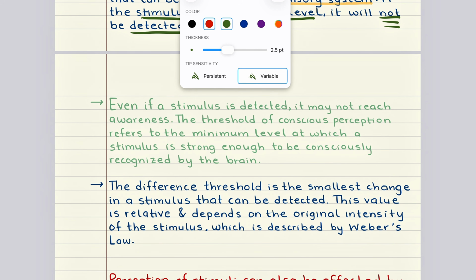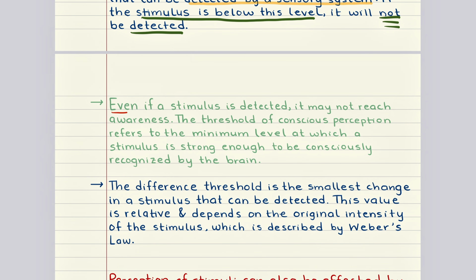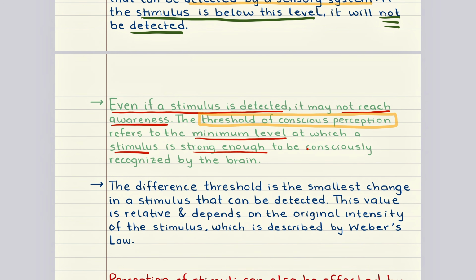Sometimes sensory information is detected by the nervous system, but it still might not become something that you consciously notice. And that brings us to the threshold of conscious perception. The threshold of conscious perception refers to the level at which a stimulus is strong enough to enter conscious awareness.